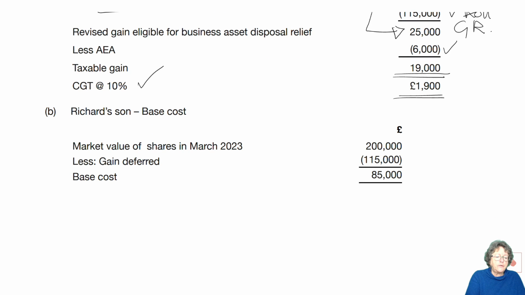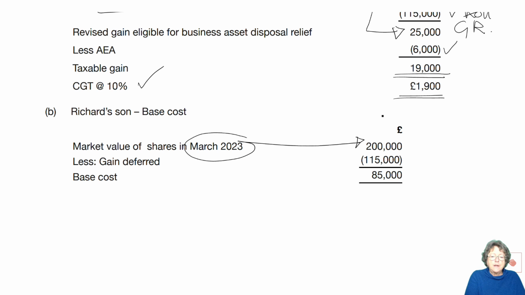Richard's base cost is therefore the market value of the shares, less that rollover figure, the gift relief figure, which gives him a base cost of £85,000 as and when he decides to sell it. Because there's an election in place, that means that Richard's son is prepared to pay the tax, then he will obviously pay that as and when.